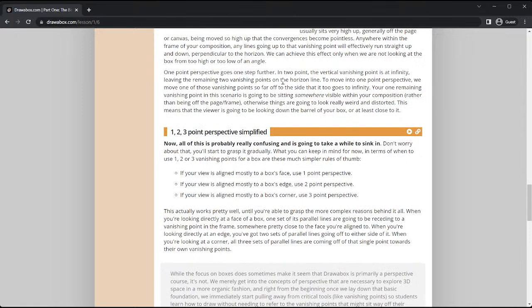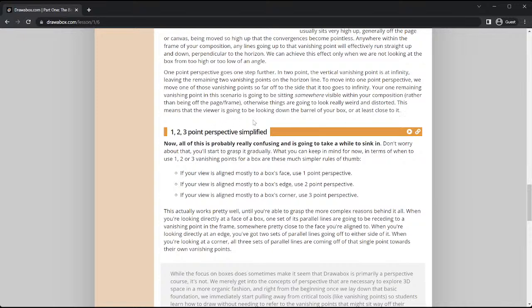1 point perspective goes one step further. The vertical vanishing point is at infinity, leaving the remaining two vanishing points on the horizon line. To move into 1 point perspective, we move one of the vanishing points so far off to the side that it goes to infinity. Your one remaining vanishing point in this scenario is going to be sitting somewhere visible in your composition rather than being off the page or frame. Otherwise, things are going to look really weird and distorted. That sounds kind of cool, though.